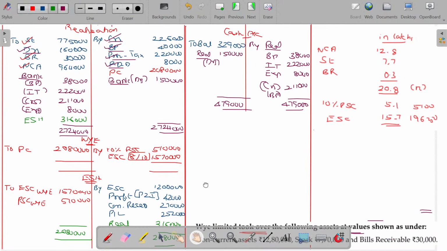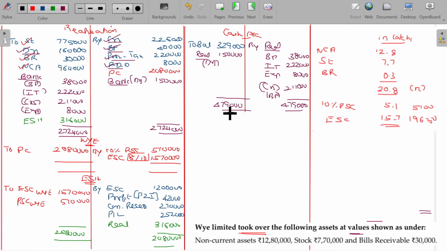Who is he? Y. So in Y's books, 3 journal entries should be passed. Journal entry number 1 is all about business purchase. Business purchase account debit to liquidator of X. Isn't it? The value being 20 lakhs 80,000.